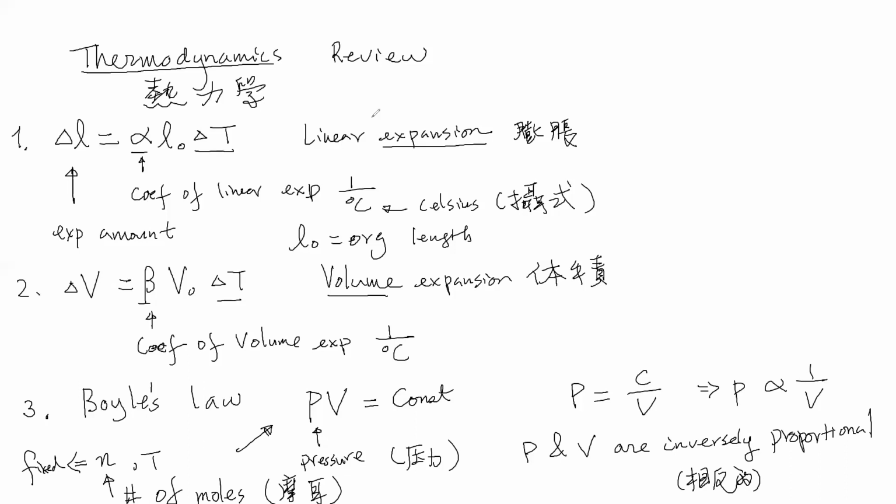Number 4, I'm going to change color here to make it a little more obvious. Number 4 is Charles' law. Charles' law says that V is proportional to T. If you keep N and P constant, then V and T are proportional.